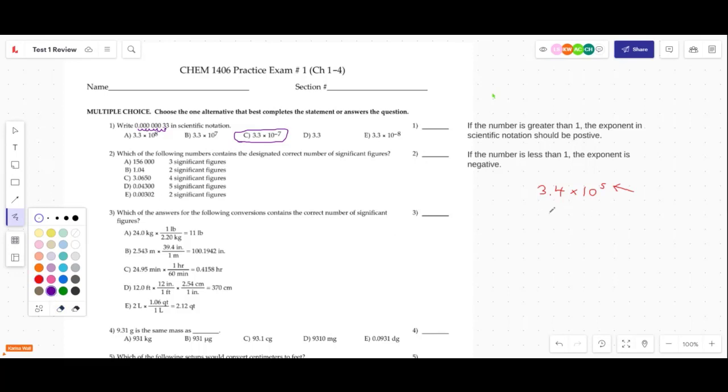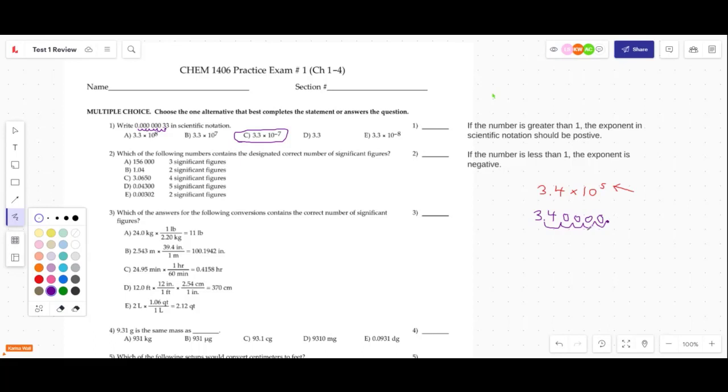I realize that this is just going to be a 3.4, but then I'm going to have to shift it to make it greater than 1, so I'm going to have to shift it in this direction 5 times. 1, 2, 3, 4, 5, and then I just fill in the zeros. 1, 2, 3, 4, and here's where the new decimal place would be.